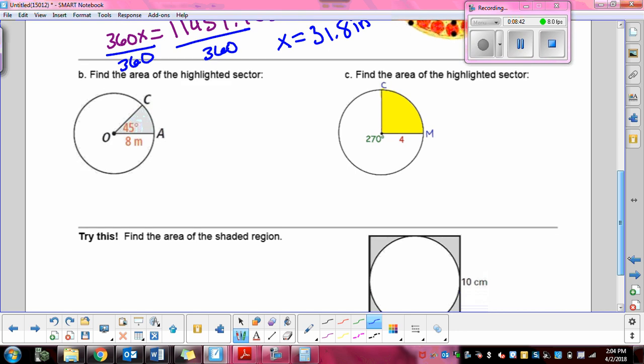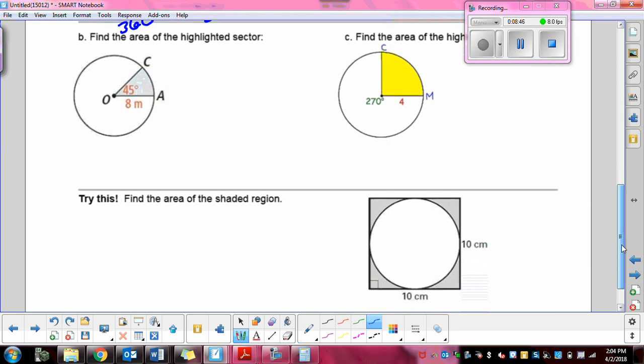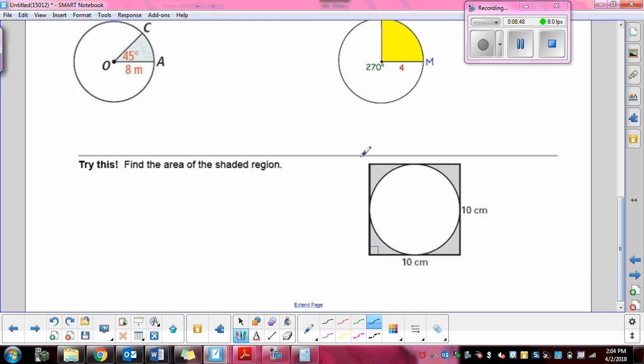So I want you guys to try that out. Find the area of the highlighted sector. Find the area of the sector. And then find the area of the shaded region. So you're going to have to find the area of the square and then subtract the area of the circle to find the shaded region. So we're going to find the area of the square, and then subtract the area of a circle, the whole circle, to find just the shaded part.